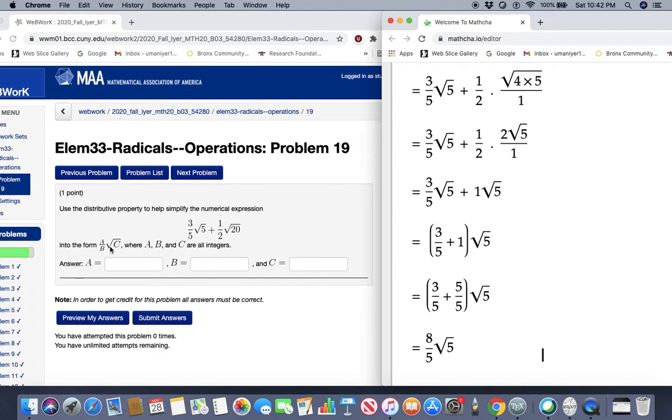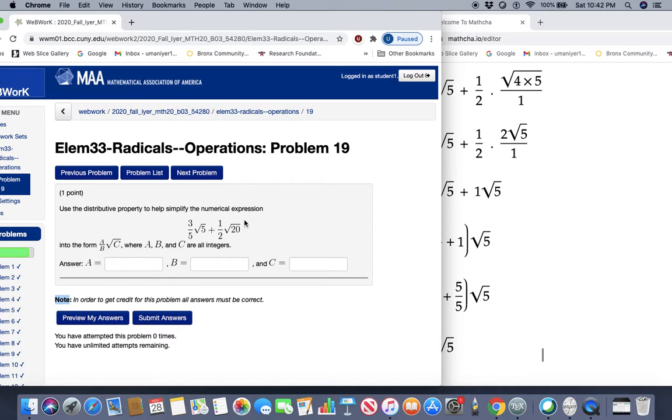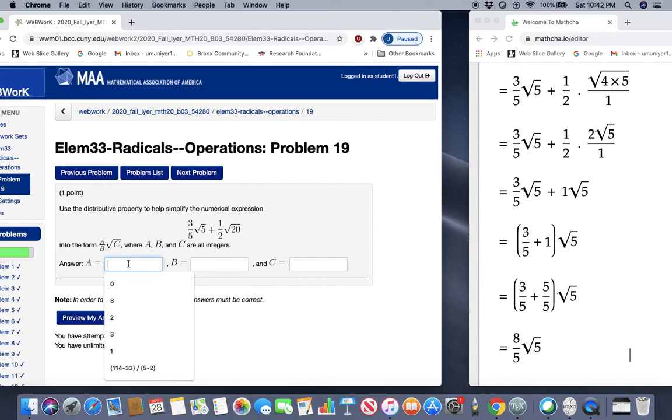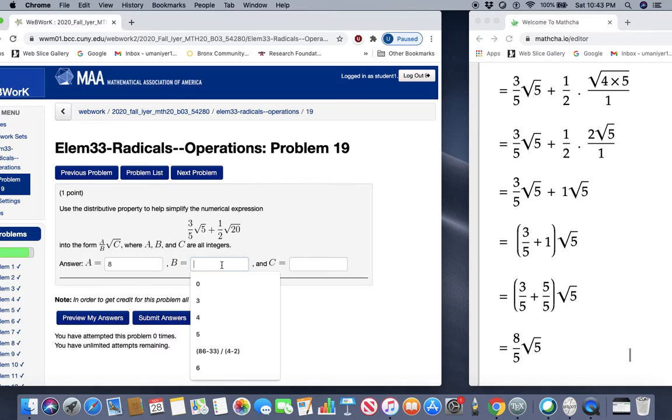So a over b square root c. A is 8. Okay. A is 8. B is the denominator, 5. And c is the radicand, 5.